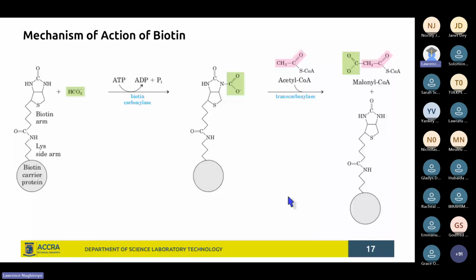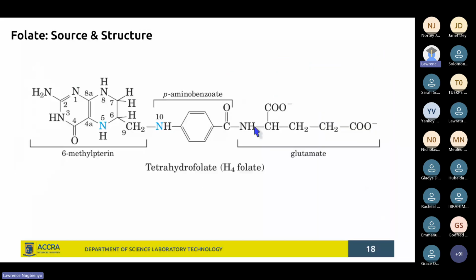Now I think this should be the last one, folate, what we also refer to as folic acid. You just look at the structure. You see that it has glutamate. That's an amino acid, glutamic acid. And then you have a middle portion, which is the para-aminobenzoate, or para-aminobenzoic acid. And then you have a methylpterine ring. That's a fused, 6-sided ring.